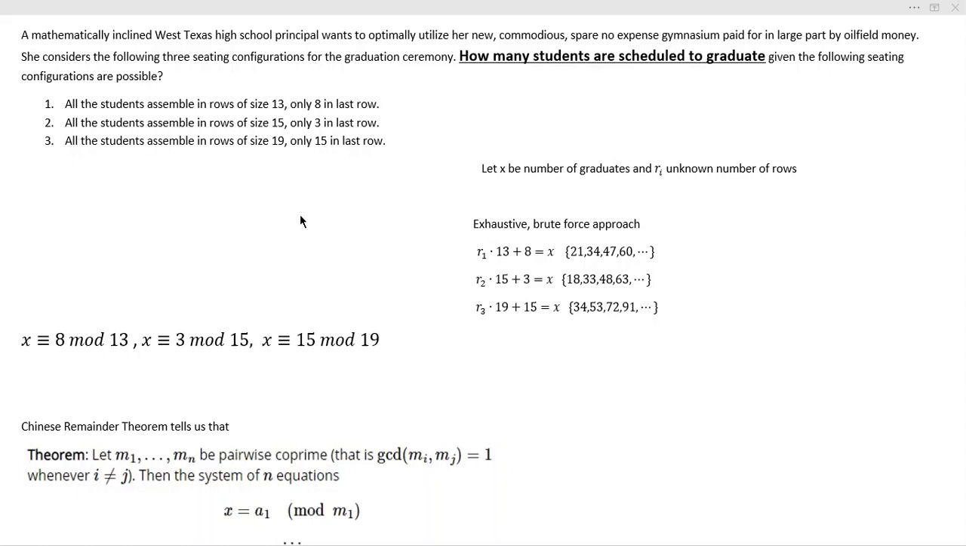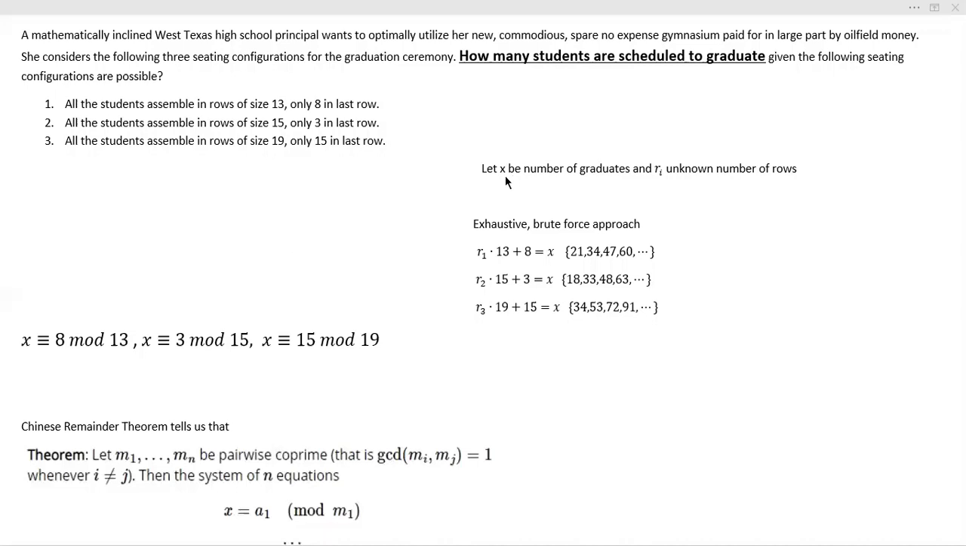Now, of course, what's not known is the number of graduates or the number of rows. So to me, it's kind of fascinating that even though those things aren't given, the fact that we're being given these remainders, basically 8, 3, and 15, and the size of the rows, that's enough information to uniquely determine how many people are going to graduate from this high school. All right, now let's get busy here.